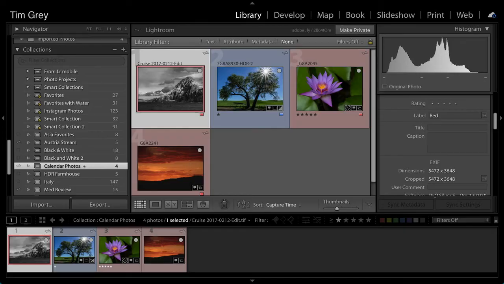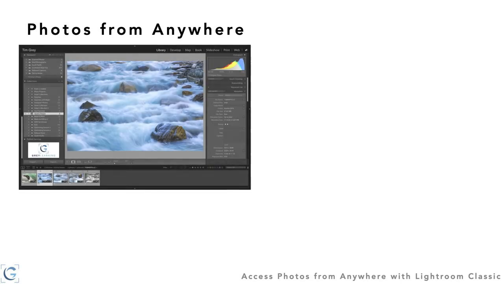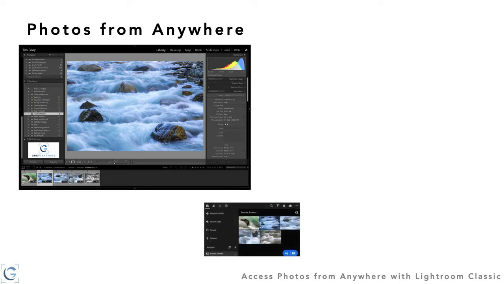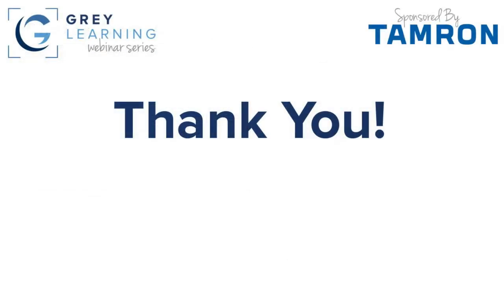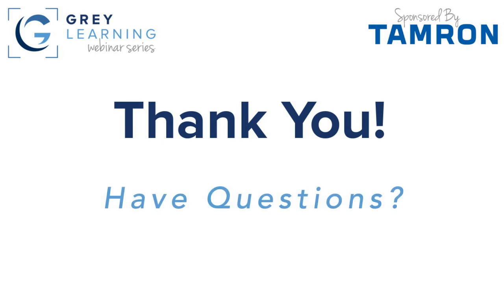All right, so we've covered a lot of ground, but the key thing to keep in mind is that we can access our photos from anywhere in a variety of ways using Lightroom Classic as the focal point of our workflow, but then being able to see the images that we have synchronized via collections on our mobile device or in our web browser as well. Again, the web browser, going to lightroom.adobe.com and signing in.